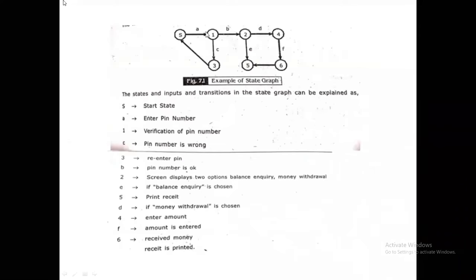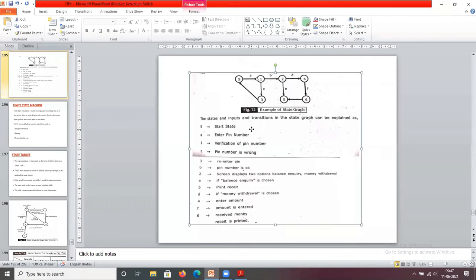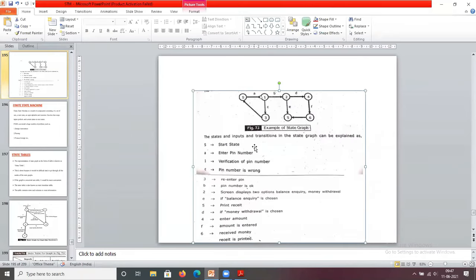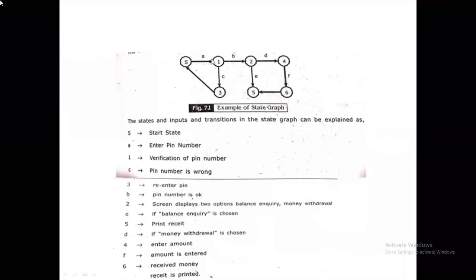So this is the example of a state graph. Here the states, inputs and transitions are shown. S is the start state.